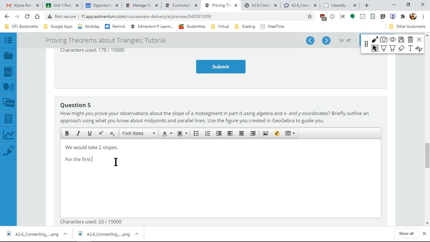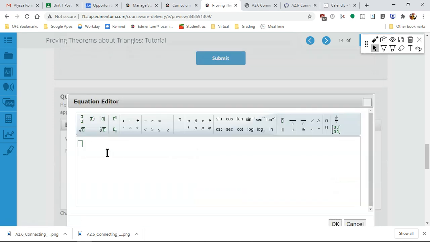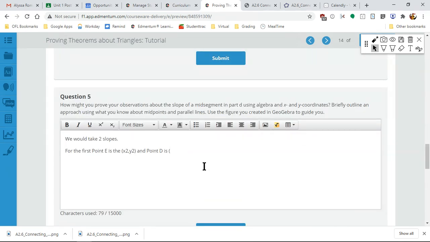For the first slope, point E is x2 comma y2, and point D is going to be our x1 comma y1. I should be putting these in parentheses. I should be doing more, but I don't want to use the equation editor to write this. I'll show you guys how it's supposed to look in the next one.